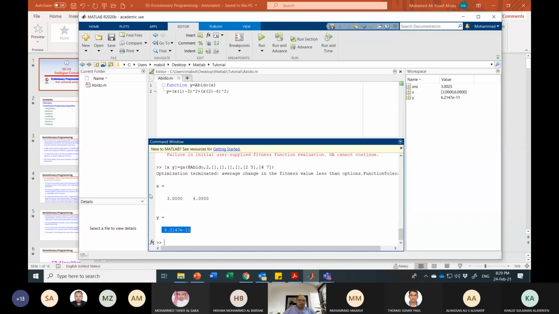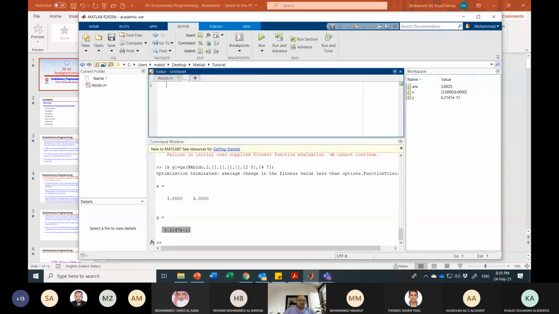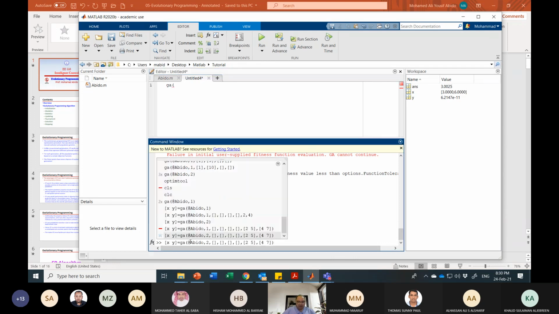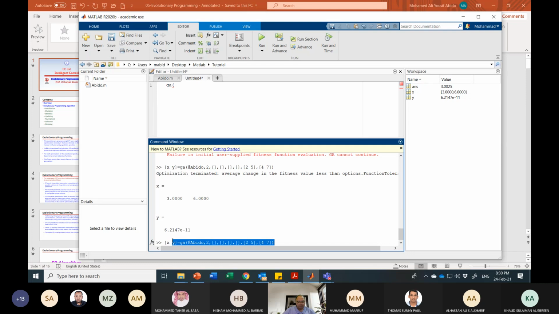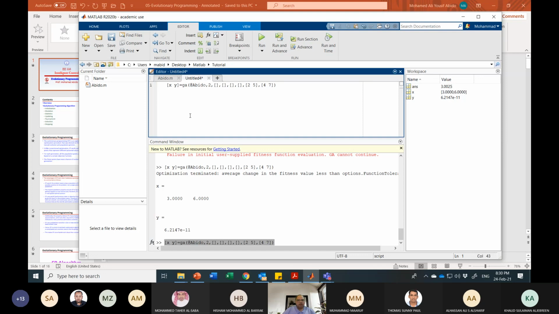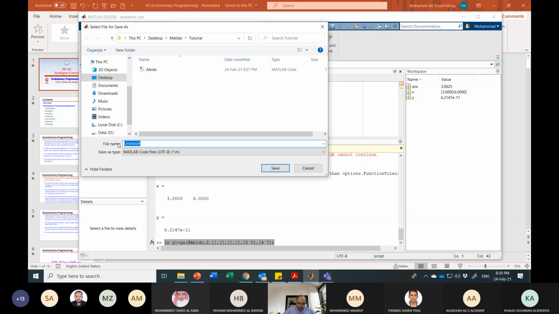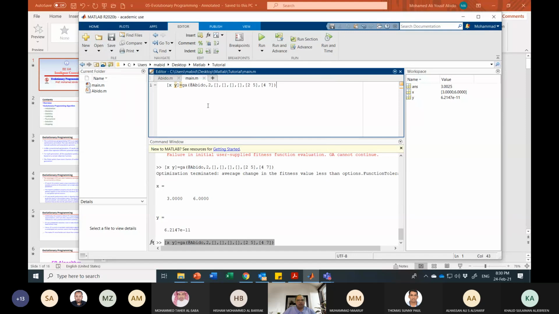Of course, you can create a main program, and then you can call GA directly if you have, for example, this one. Let us say, to the main here, you can create this, and you save it as a main program. So this is needed, and then you can run the main program. It will call the function and will solve.